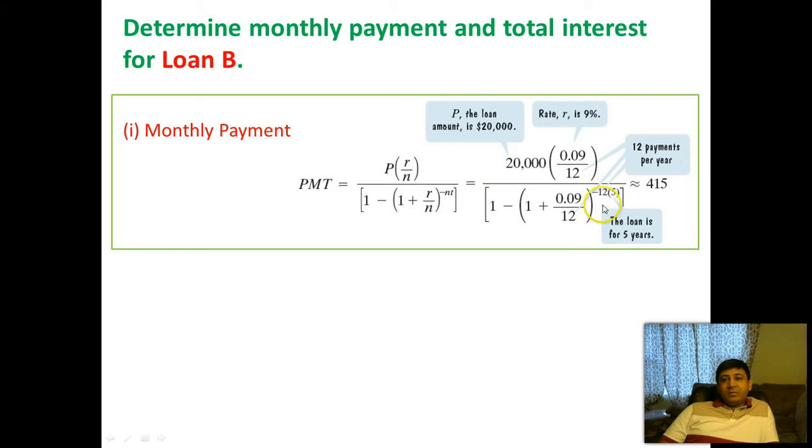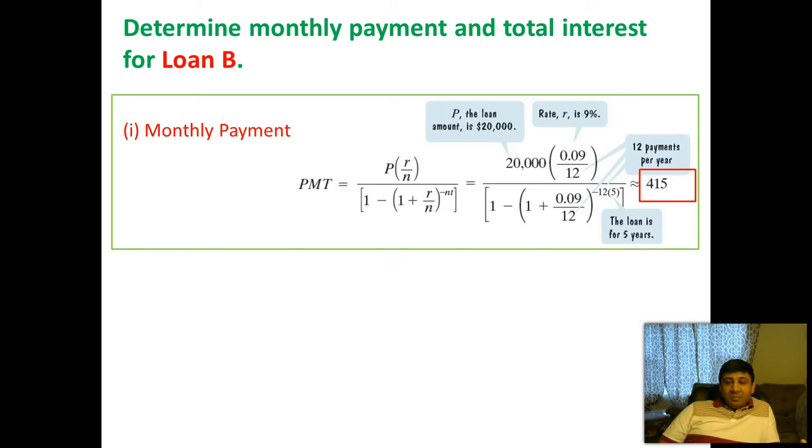Okay, put everything into the formula. This 5, in the previous one it was 3. So now the loan term is 5 years. Whenever you do this, you calculate that the monthly payment comes out to be $415. That's over $200 less than what we calculated in the previous one.